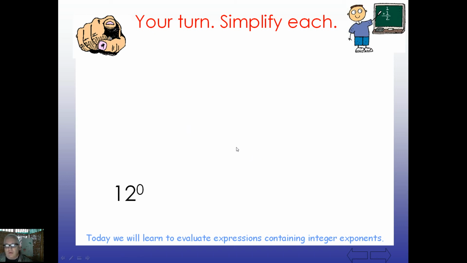12 to the 0. Any number to the 0 power is indeed what? Well, it's 1. The only exception being the number 0. 0 to the 0 is what we call indeterminate, which we don't have right now.